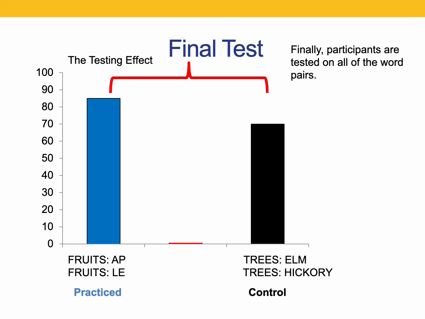First we see the benefits or promises of retrieval in the form of a testing effect. If we compare participants' recall for the practiced items, fruit apple and fruit lemon, to the totally unpracticed category of trees elm, trees hickory, we see that the items that they practiced initially are recalled better. So that's a testing effect, or the benefits of retrieval.